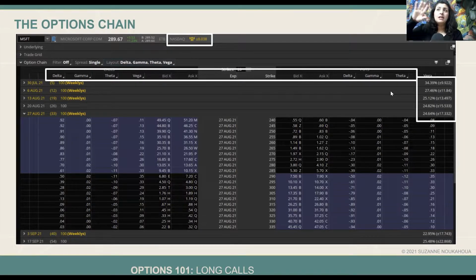If you are expecting there to be a $50 move on Microsoft, but the option chain is telling you no, by the 27th of August, and this is obviously an older picture that I pulled off my option chain, it's only going to be a $17 move. So then you realize, oh, my expectations are a bit off, because the market maker is not seeing that it's going to make such an outsized move.